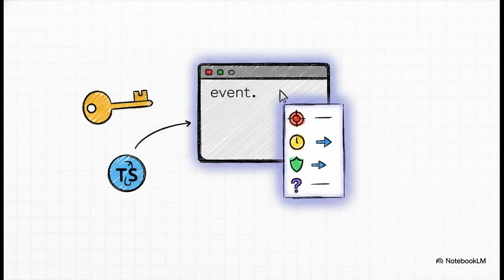Just by adding SyntheticEvent to our event handler, we've just unlocked a superpower in our code editor. Now, when you're inside this function and you type event followed by a dot, your editor will pop up a list of all the valid properties on that event. No more guessing.